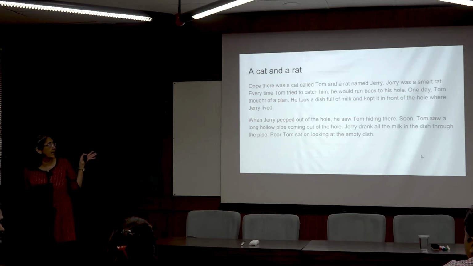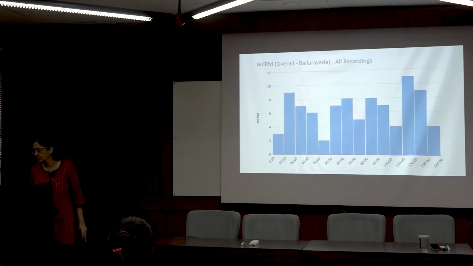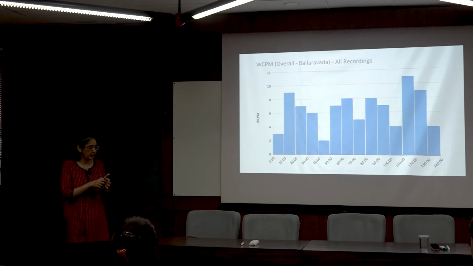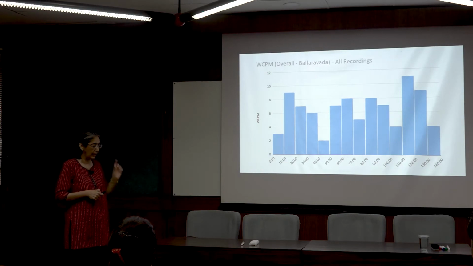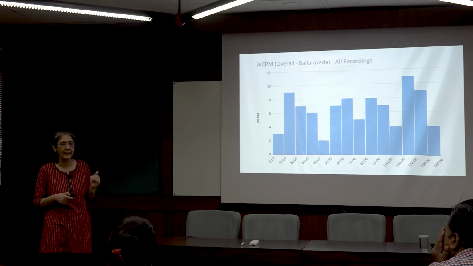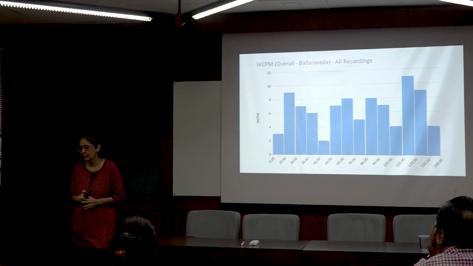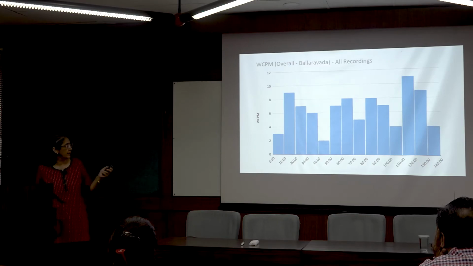These were the stories they read: Cat and the Rat, Little Bubble Tree. That is what the child was reading. We plotted what is known as a very well-known parameter called words correct per minute. It's very indicative of the child's fluency. So we plotted their words correct per minute.